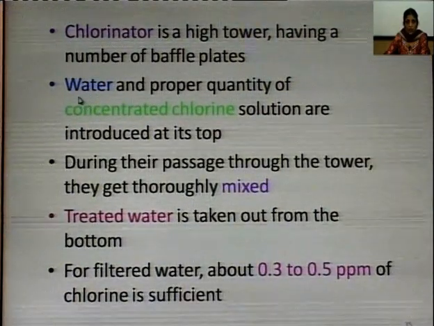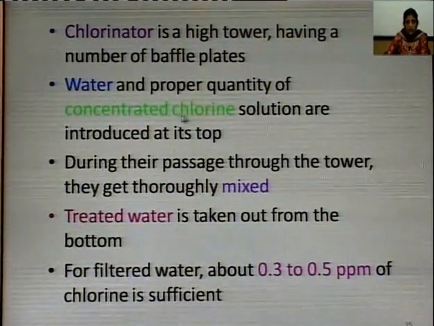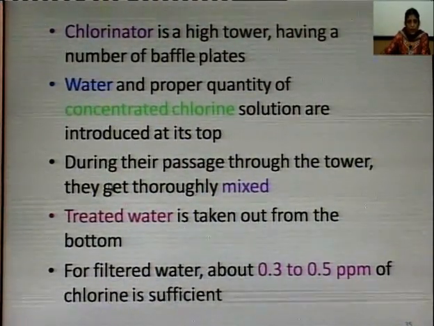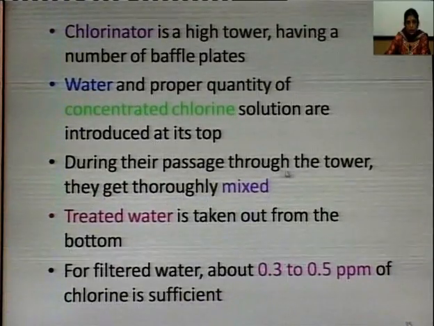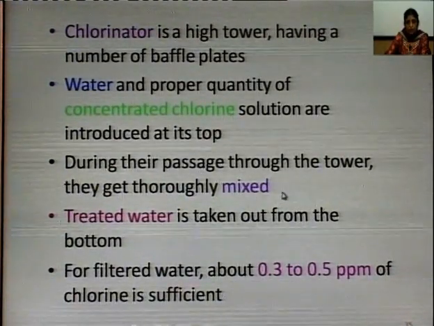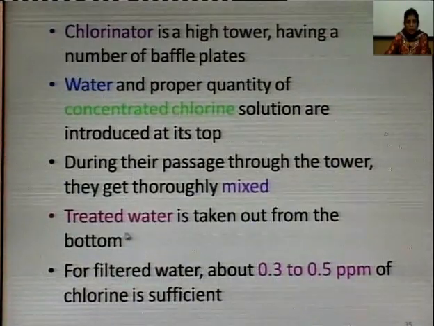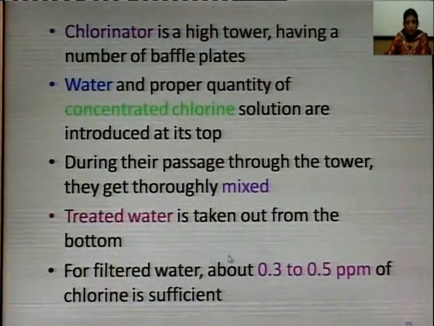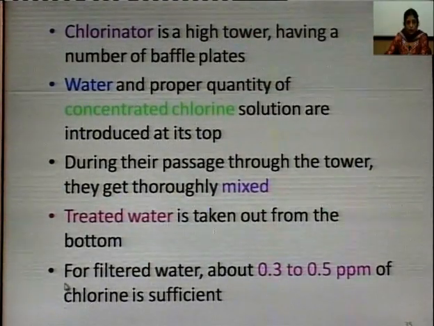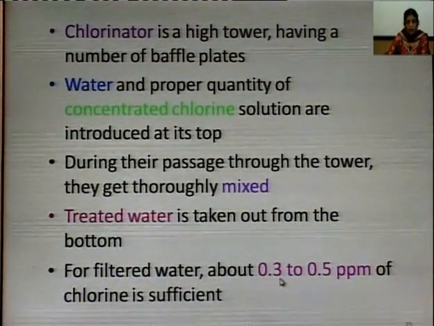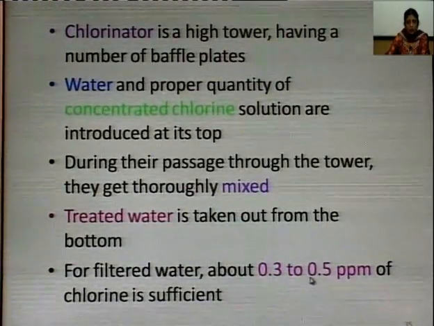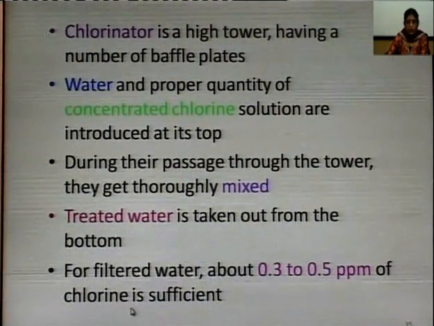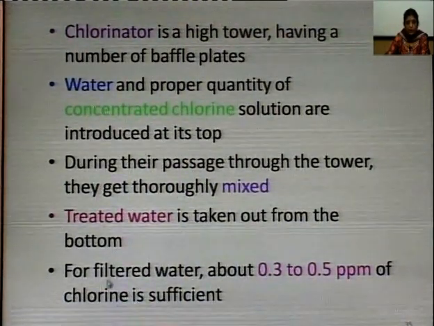On one side we add water, on the other side concentrated chlorine. They are added from the top, and during their passage down the tower they get thoroughly mixed, and water is also passed through. So, treated water is taken out from the bottom, and for filtered water about 0.3 to 0.5 ppm of chlorine is sufficient. We cannot add an amount of chlorine higher than this.